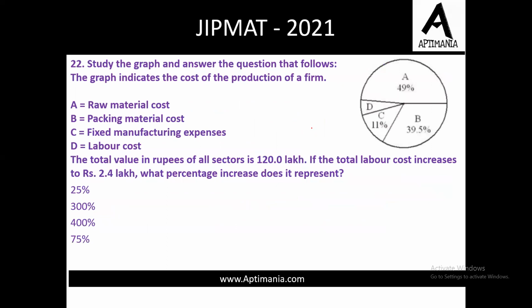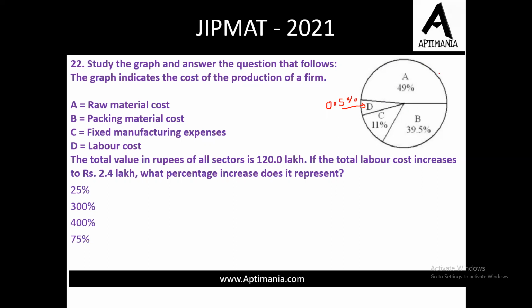Next question based on DI, data interpretation. So the question is, we need to study the graph and the graph indicates the cost of production of a firm. So A constitutes 49%, B is 39.5%, C is 11%. So the remaining 0.5% must be constituted by D. So this is 0.5% basically. And A is raw material, B is packing material, C is fixed manufacturing, and D is labor cost. Now the total revenue in rupees of all the sector is 120 lakh.